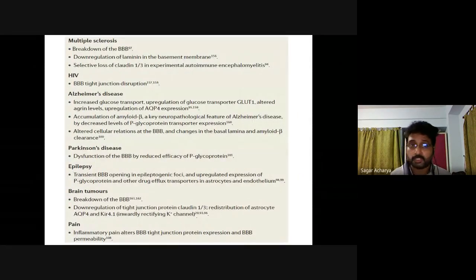HIV infection, Alzheimer's disease is an important one where you find this aquaporin 4 that I told you about, and amyloid protein accumulation there. So there is disruption in the blood-brain barrier properties. Parkinson's disease, epilepsy, brain tumors are the ones I'm talking about. Pain also comes from inflammation. These are the pathological conditions where some barrier properties of the BBB are being compromised.